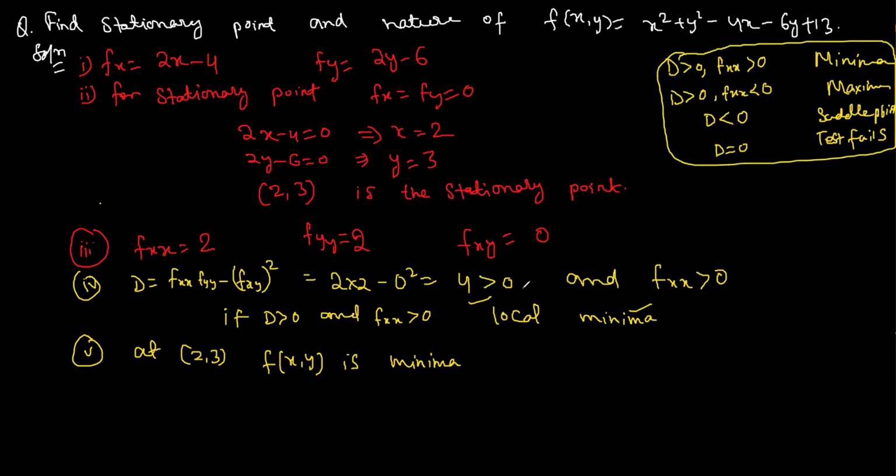Now you can see both are greater than 0. First condition satisfied. So f minimum at (2, 3). It means in this function there is no maximum value. Understood? Solve this.